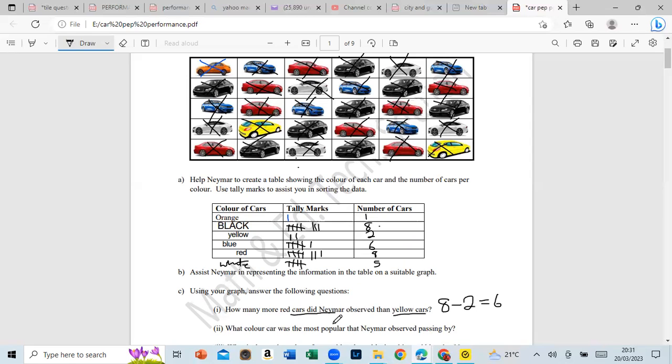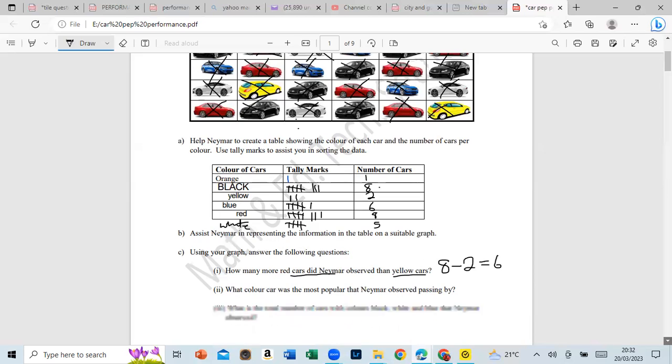What color car was the most popular that Neymar observed? And of course, we have a tie. So the mode, we could have said mode, is gonna be black and red. Both of them have 8, so we're gonna say black and red. As discussed in class, we can have 2 modes, 2 numbers being the mode, if they tie for the highest. So the mode would be black and red.